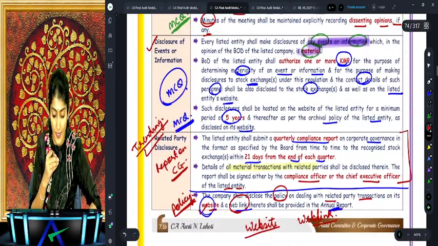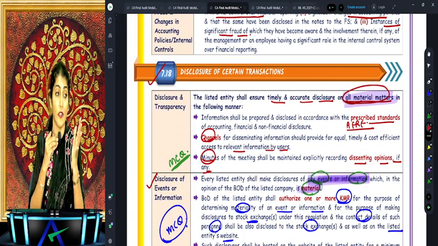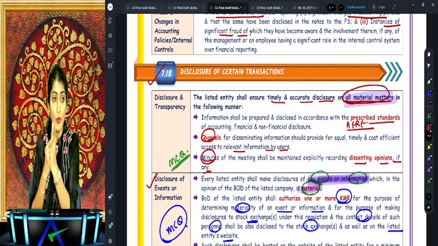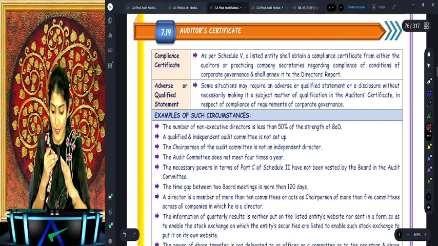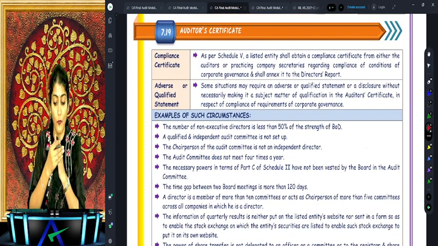What is this? The heading regarding the disclosure of certain transactions. Disclosure of certain transactions. Okay, and now is the auditor required to issue a certificate that the company has complied with the code of corporate governance?